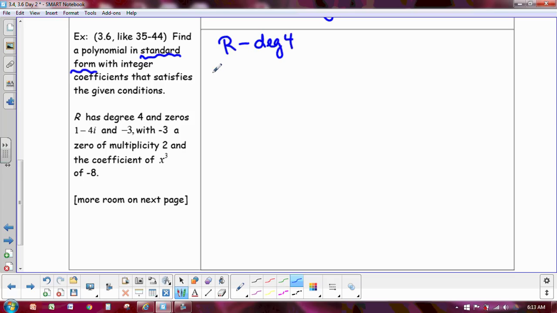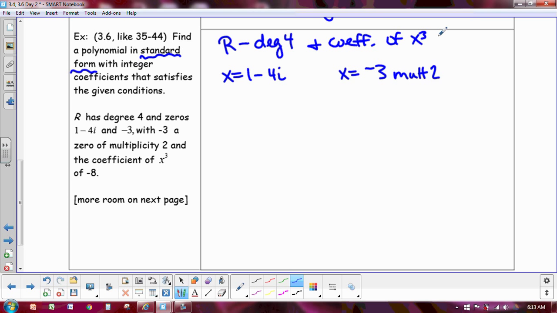Okay, then let's make a listing of my zeros. So one of my zeros is that x equals 1 minus 4i. Then I'm going to leave some space. x equals negative 3. Oh, and they tell me that negative 3 has a multiplicity of 2. And then they tell me that the coefficient, so I'm going to put that up here with R, degree 4, and coefficient of x cubed needs to equal negative 8.